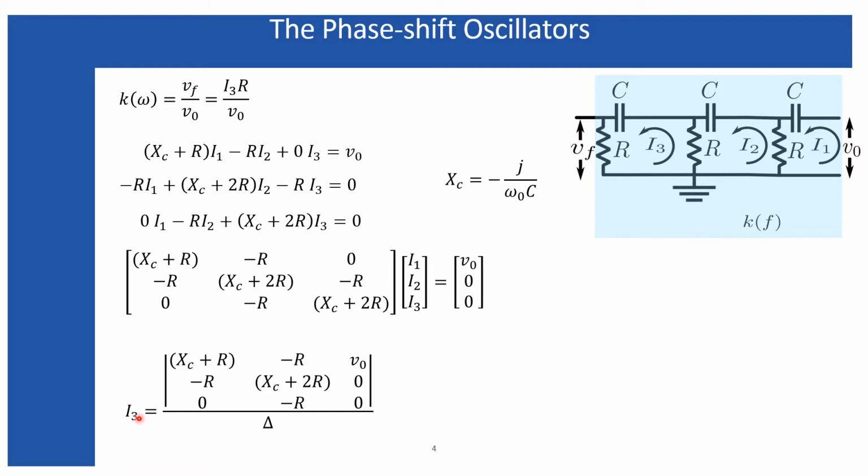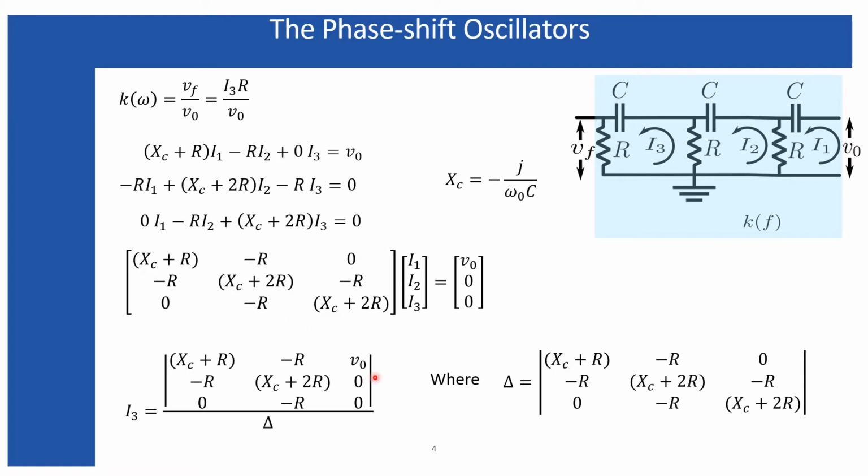Now what is I3? From matrix analysis of the circuit equation, we know I3 can be found as the determinant of this one, where I replace the third column by V0, 0, 0, because I just want to find I3, divided by the determinant of the entire matrix. This matrix. Yes, this is the determinant. Delta represents the determinant of this matrix.